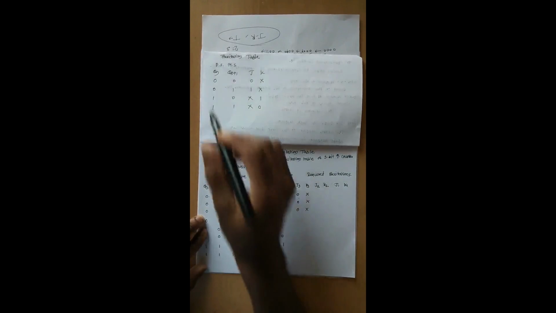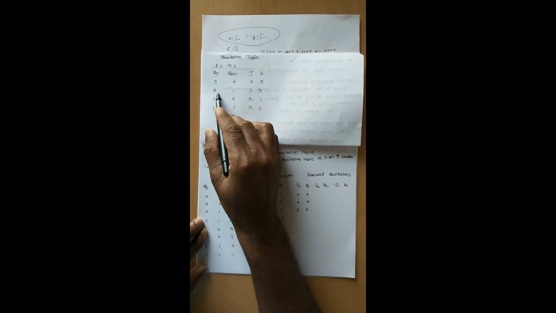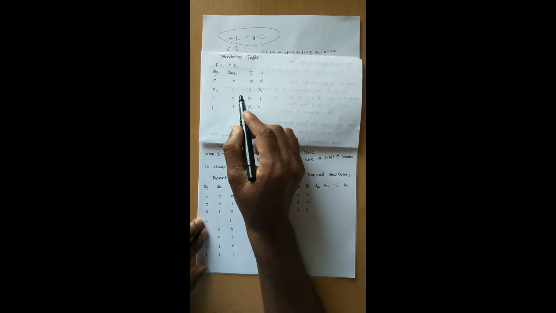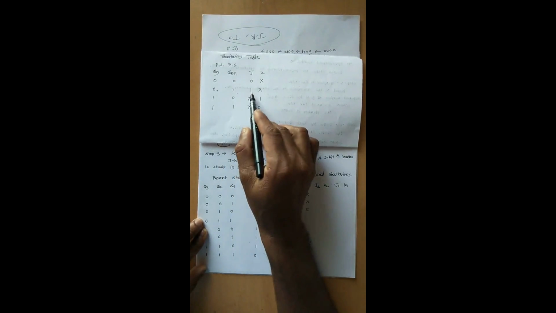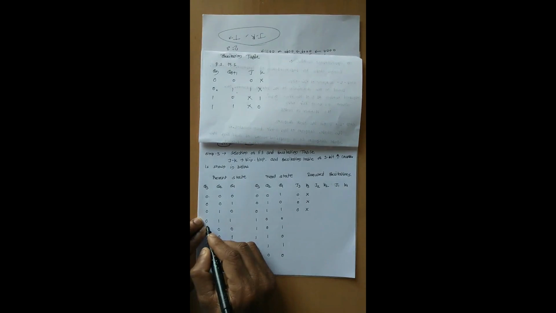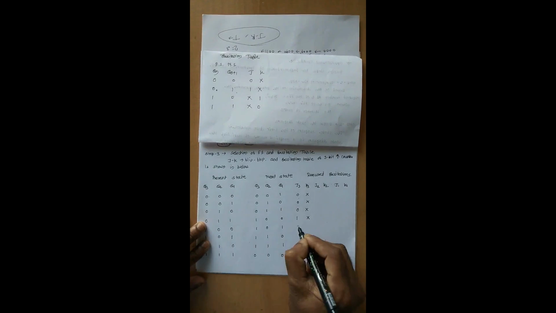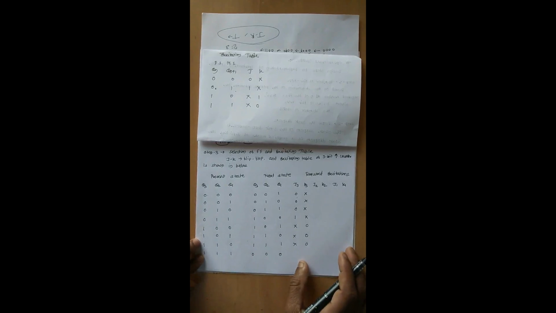Then this is a 01 condition. Present state output is 0, next state is 1, so we write 1x. J is the 1 value and K is the x value, so for 01 we write 1x. Again for 11, we have to use x0. For 11, again x0. For 11, again x0. And for 10, we have to use the x1 combination. Okay, this is about the required excitation inputs for the third flip-flop.